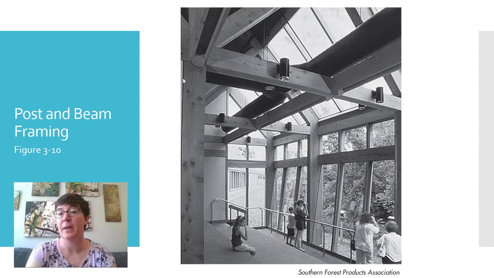Here's an example of post and beam framing from your textbook. So you can see that instead of a large number of small structural members like wall studs, instead we're using wood as columns and beams. So posts and beams. People really like to use this framing system because it can open up the walls. You can see right here large expanses of glass in between those framing members, and you can really get some beautiful effects this way. It is more expensive.